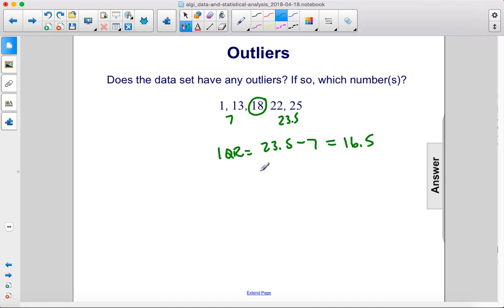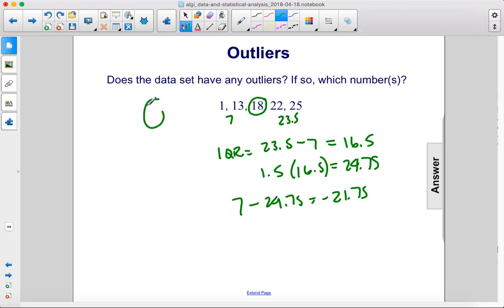So if we find our IQR, that's 23.5 minus 7, and that gives us an IQR of 16.5. 1.5 times 16.5 is 24.75. So our lower limit is going to be 7 minus 24.75, which is negative 21.75. So that's way over here is our lower limit. And so 1 is within the limits of being in the data set and not an outlier. So there's not an outlier over here.